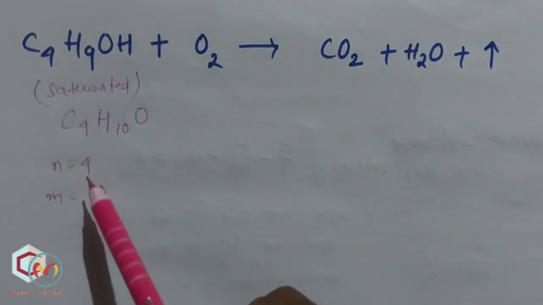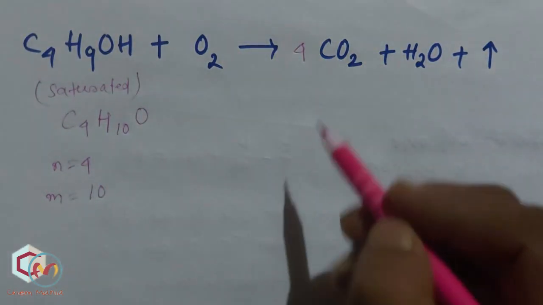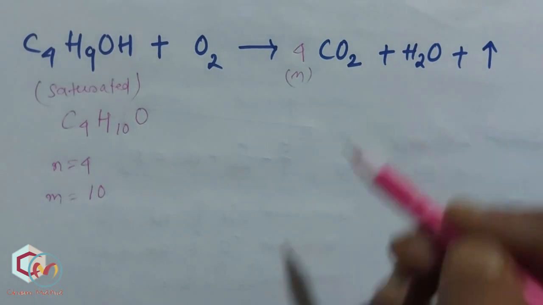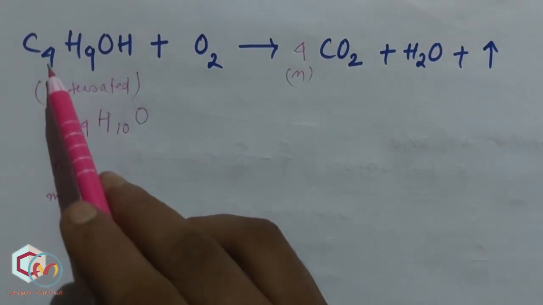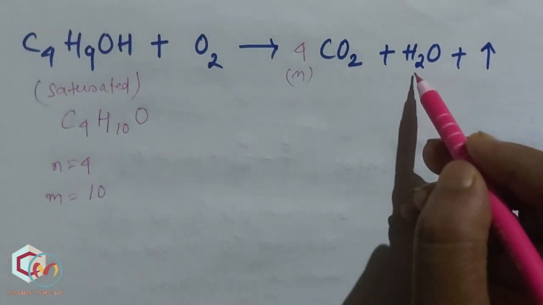So the number of carbon atoms, that is N, is equal to 4. So we will multiply 4 here. This is the N. Whatever the N value is, that is the number of carbon atoms, just multiply here. Now we will balance this H2.